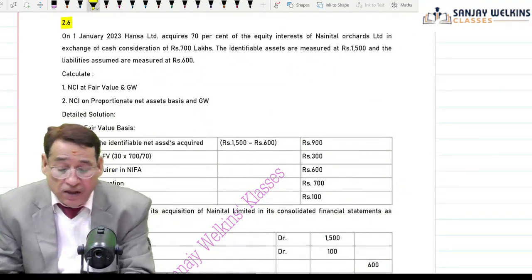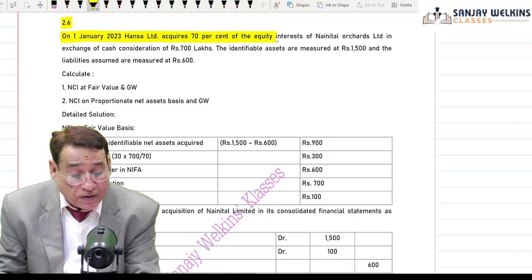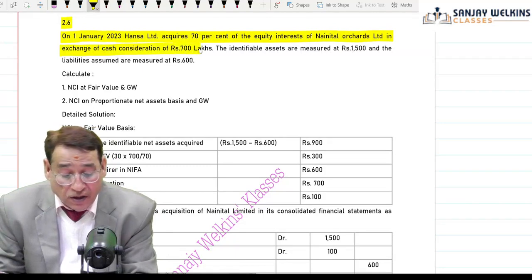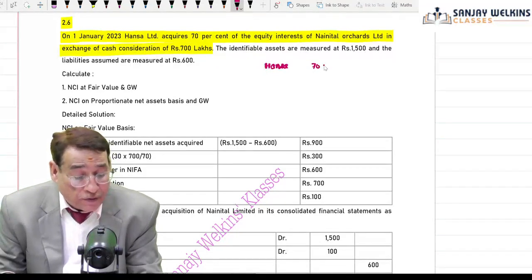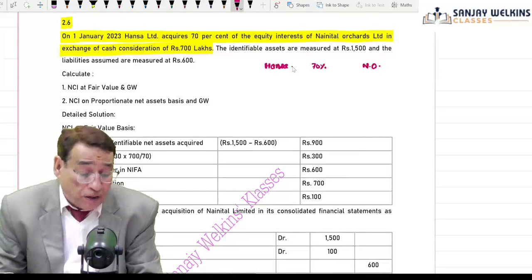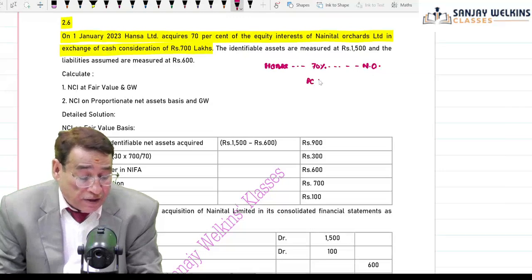Now, in this particular case, you are being given that on 1st of January 2023, Hansa Limited acquired 70% of the equity interest of Nainital Orchards in exchange of cash consideration of 700 lakhs. Now, what is happening in this particular case? There is an entity by the name of Hansa Limited. Correct? And Hansa Limited is acquiring 70% of the stakes in Nainital Orchards Limited. Also, it is given that PC is 700 and PC will be given by way of cash.